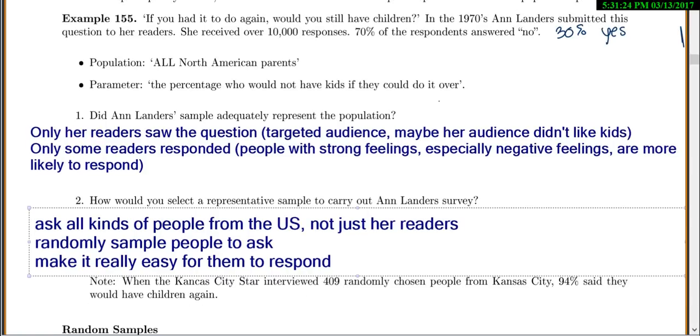Now, as a little note here to reassure you that your parents do love you and they weren't just lying, another magazine actually interviewed 409 randomly chosen people, and this was just from Kansas City, not from the entire U.S., but out of their 409 people, 94% said that they would have children again. So instead of 30% of her readers, 94% said that they would have children. So the randomly chosen samples are always going to give you better results.